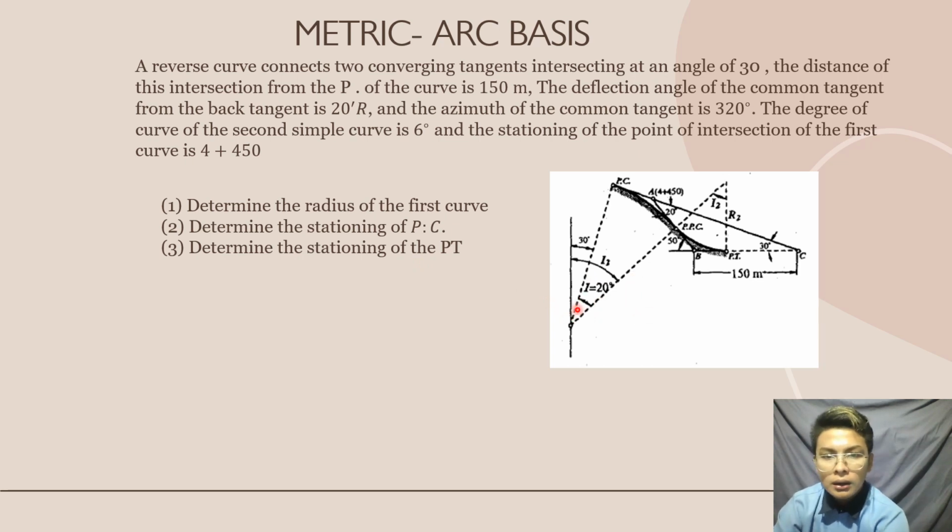So here's our I, our angle, or the intersecting angle of tangents. Here's our P, our 150 meters, and here's our point of intersection. Then this was the figure in problem number 1.